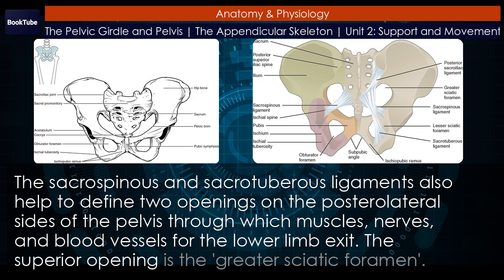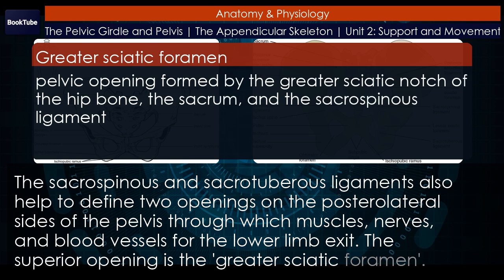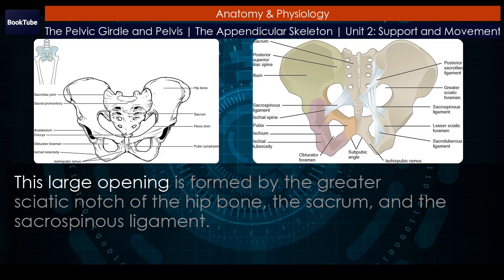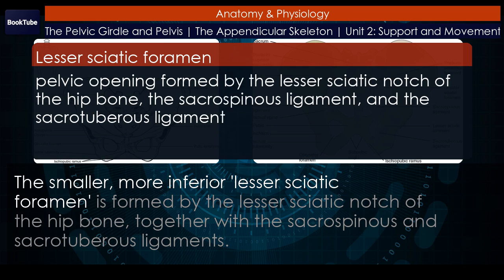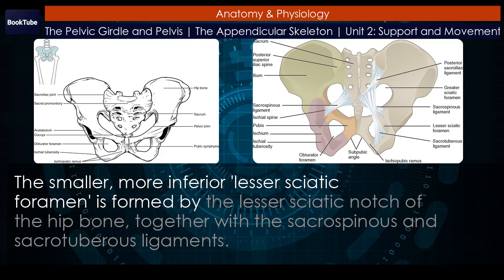The superior opening is the greater sciatic foramen. This large opening is formed by the greater sciatic notch of the hip bone, the sacrum, and the sacrospinous ligament. The smaller, more inferior, lesser sciatic foramen is formed by the lesser sciatic notch of the hip bone, together with the sacrospinous and sacrotuberous ligaments.